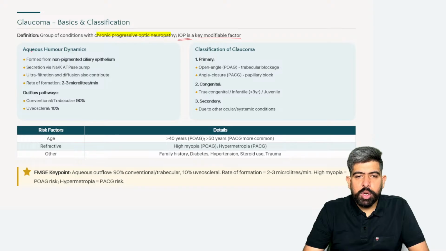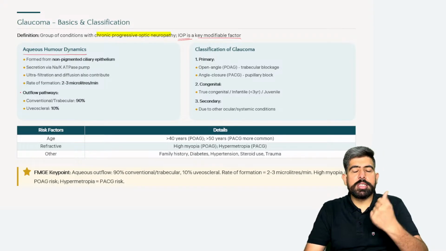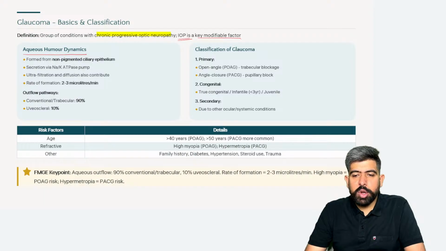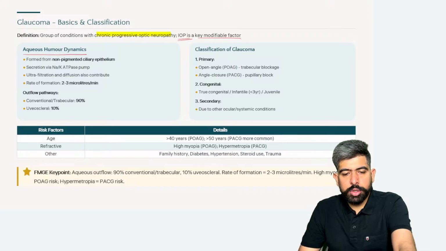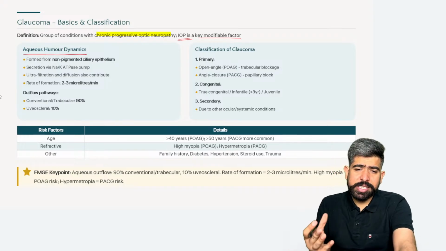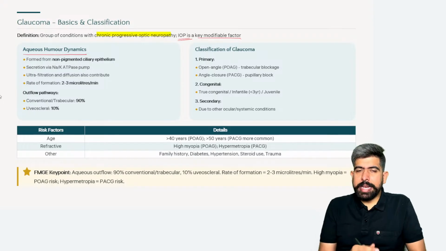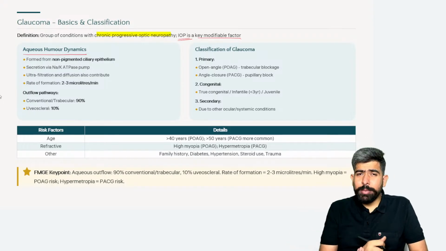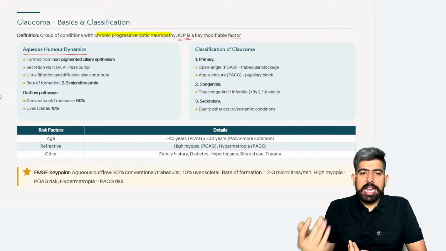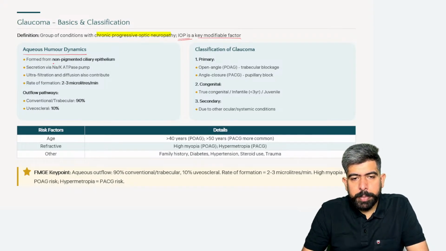First of all, we have to talk about the aqueous humor dynamics. As we showed at the start of today's class, we talk about how the aqueous humor is produced and how it flows, this whole pathway, right? Aqueous humor is produced from your ciliary body, the ciliary processes. Please remember, it is formed from the non-pigmented ciliary epithelium and secreted via the sodium potassium ATPase pump. Ultrafiltration and diffusion also contribute to the aqueous humor.